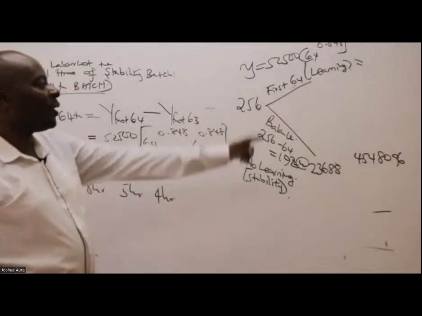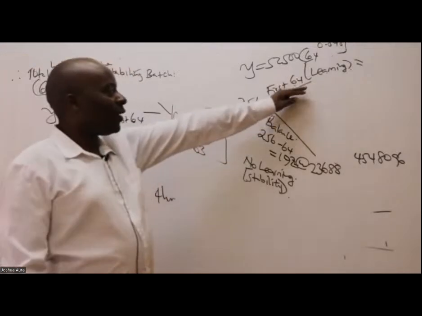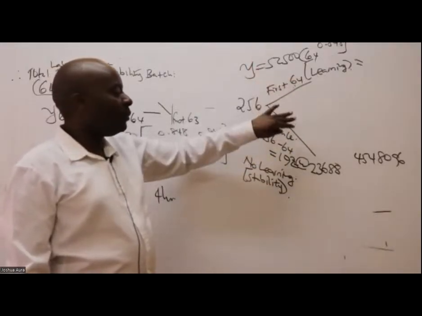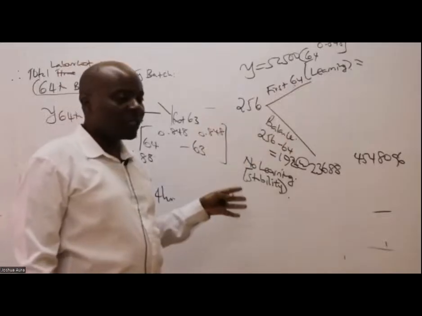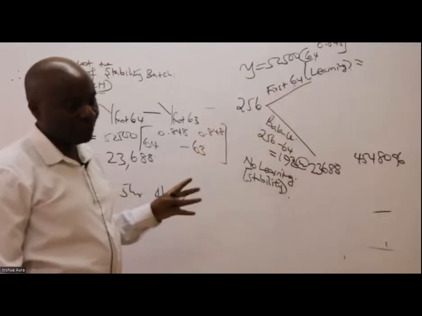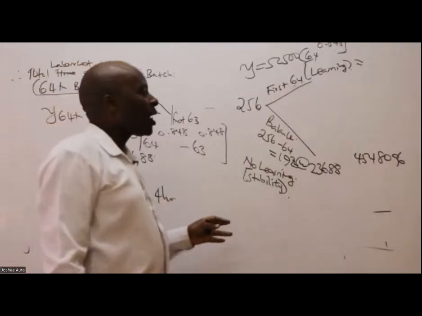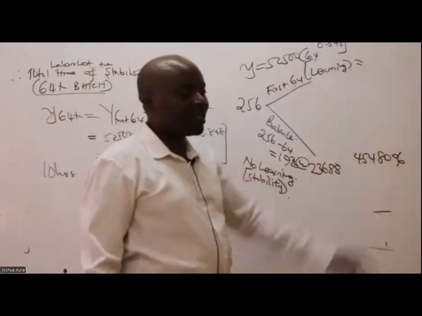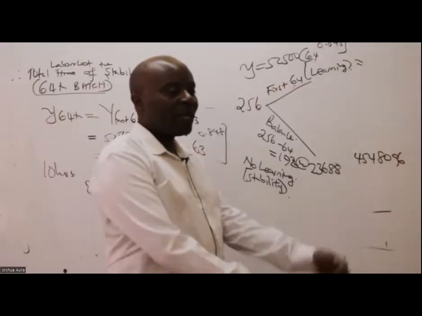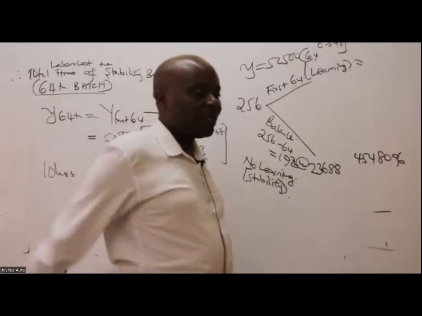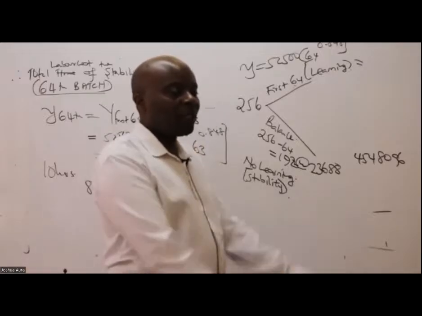So could you kindly give me an answer here? The first 64, we are learning, and if you are learning, you're using the equation. The balance beyond 64, now we are talking of what here? Stability. We are talking of stability. So could you kindly give me an answer here?